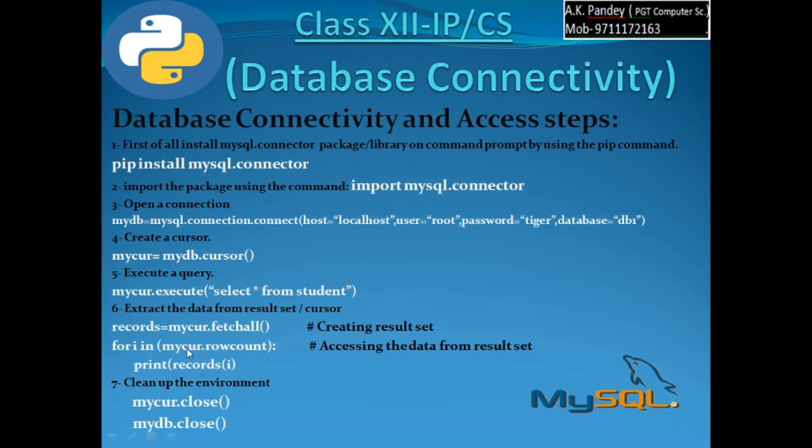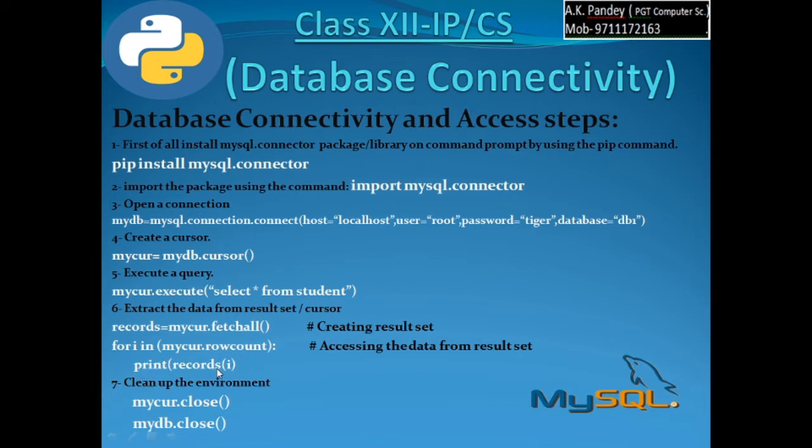That means your loop will move from 0 to 9: 0, 1, 2, 3, 4, 5, 6, 7, 8, 9. So print records of i means records of 0, records of 1, records of 2, records of 3, and so on up to records of 9 will be displayed in the form of tuples. Here one more bracket is required, you have to correct it. Here, print records of i, the closing bracket of print is missing, please correct it.